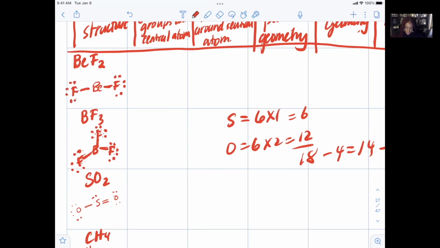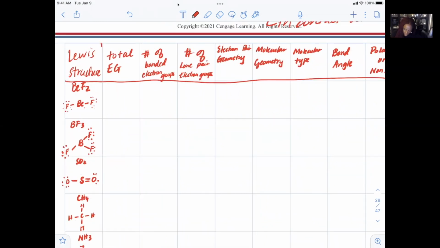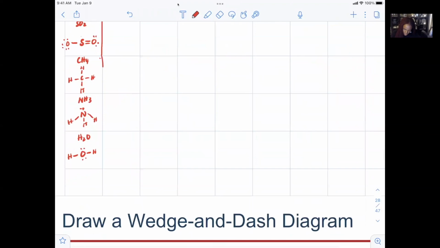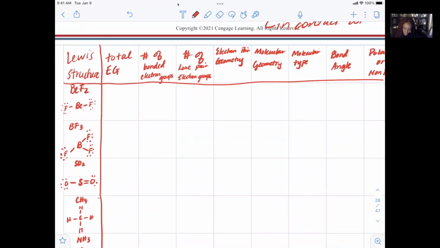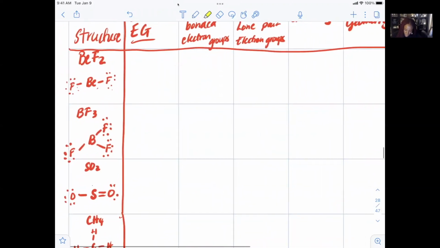Okay, so hopefully this can be seen a little better. The next thing I'm going to be working on is the total number of electron groups around the central atom. I'm going to count them all. I won't separate one from the other.